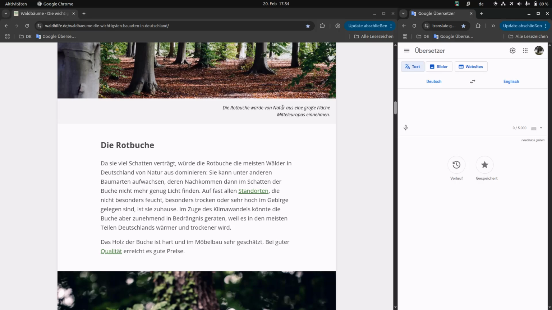Die Rotbuche würde von Natur aus eine große Fläche Mitteleuropas einnehmen. Die Rotbuche, the Central European beech, would, von Natur aus, we had that in previous episodes, by nature, eine große Fläche, a big area or a lot of space, Mitteleuropas, of Middle Europe, einnehmen, which means to take in.